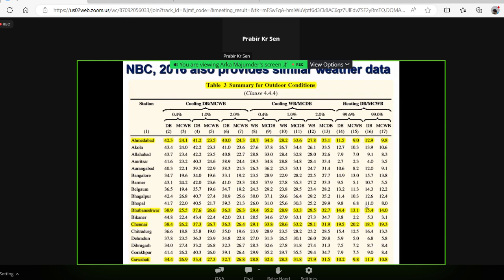This is some NBC data, which is older, 2060 data. Similar data.